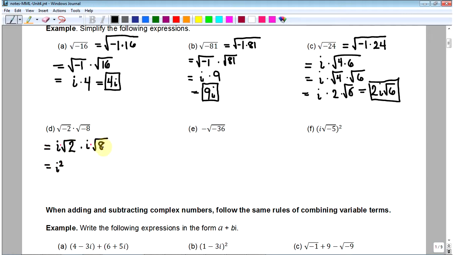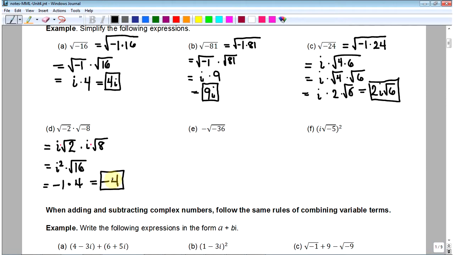And now that we're dealing with real numbers, we can go ahead and multiply the 2 times 8 to get the square root of 16. Well, by the definition that we went over, i squared is equal to -1. The square root of 16 is 4. So we end up with our final answer of -4.